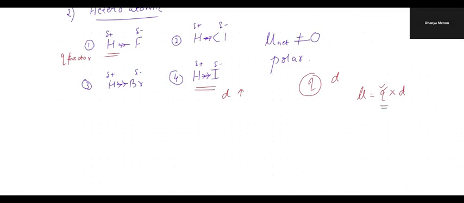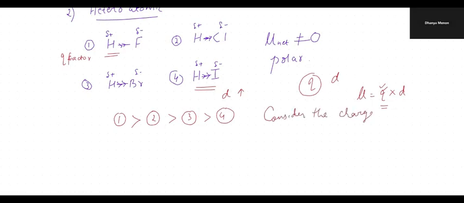So if both factors are coming into play, the charge factor is taken into consideration more. So in this case, what will be the order? Definitely, the charge factor for hydrogen fluoride is more. It will be greater than hydrogen chloride. It will be greater than hydrogen bromide. It will be greater than hydrogen iodide. So we consider the charge factor when we have a situation like this where we have to consider both charge and distance. I hope it is clear till here, right?